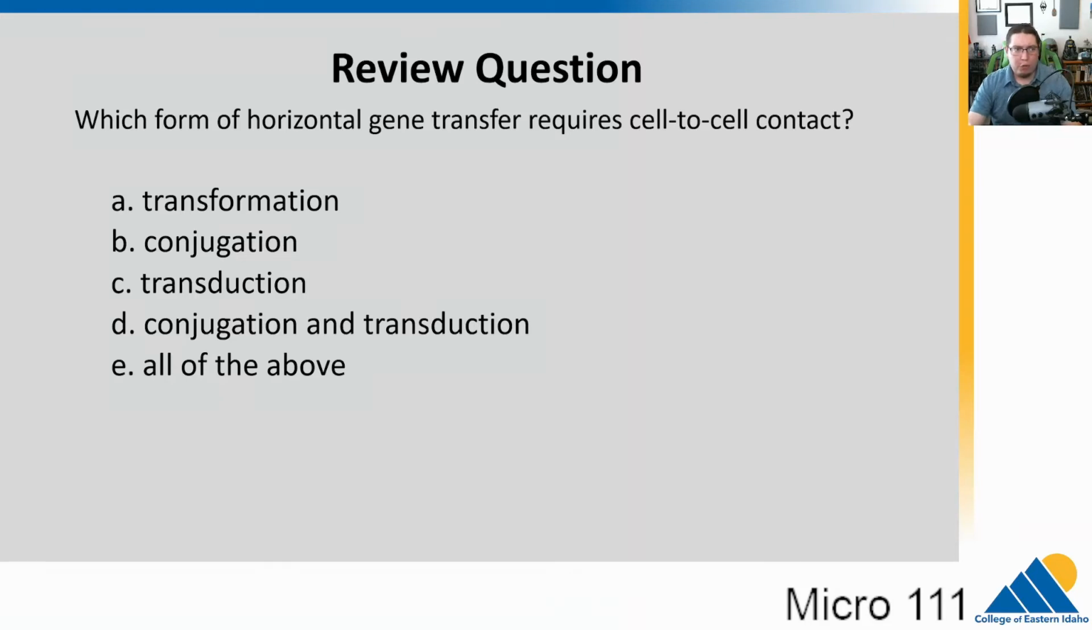Okay, before we finish up Chapter 9, let's do a little review. Which form of horizontal gene transfer requires cell-to-cell contact? Is it A, transformation, B, conjugation, C, transduction, D, conjugation and transduction, or E, all of the above? Go ahead and pause the video, think about this one.